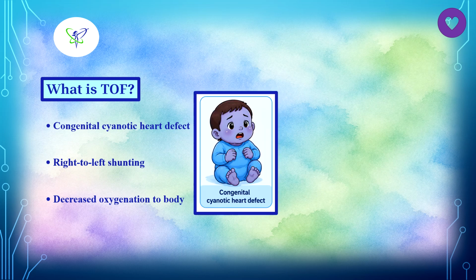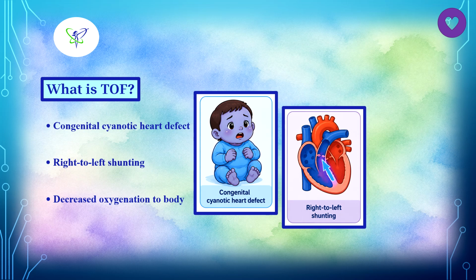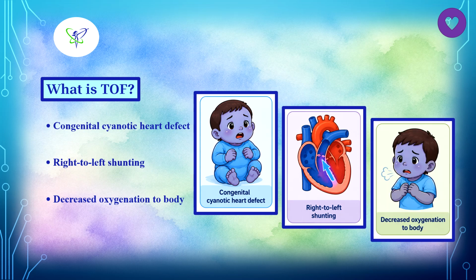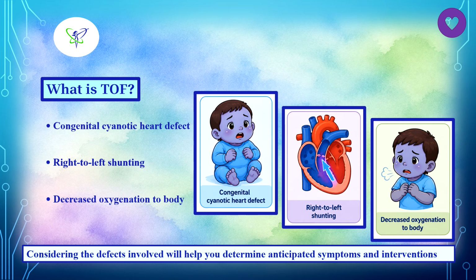Tetralogy of Fallot is a congenital cyanotic heart defect. It causes right to left shunting and leads to decreased oxygenation to the body. Considering the defects involved will help you determine anticipated symptoms and the interventions.